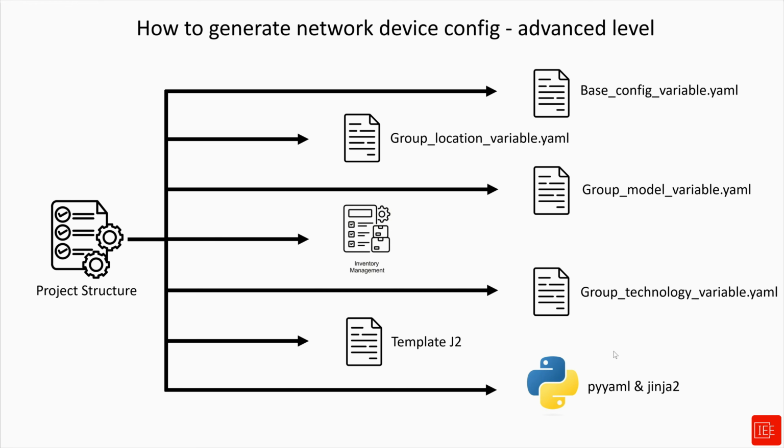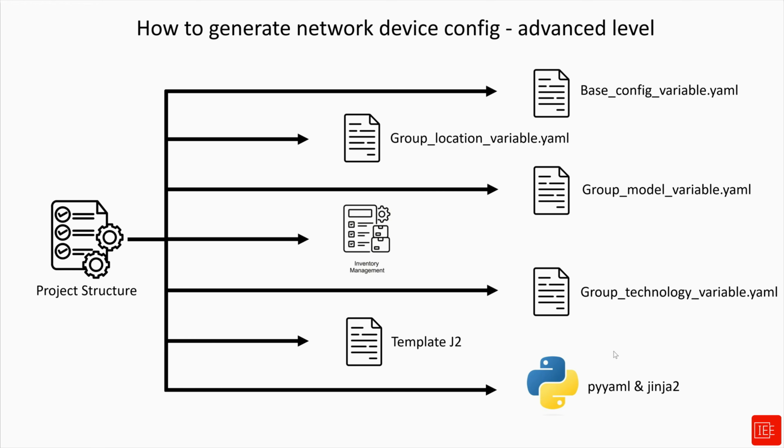We will also create a folder for group location, where if we want to add certain configurations to certain locations, this will enable us to do so. We will also build a group model for each of our devices to apply unique configurations for each hardware specific. And then we will also build our inventory management file, which we created before in our previous video, but today we will add a couple more fields in the file.